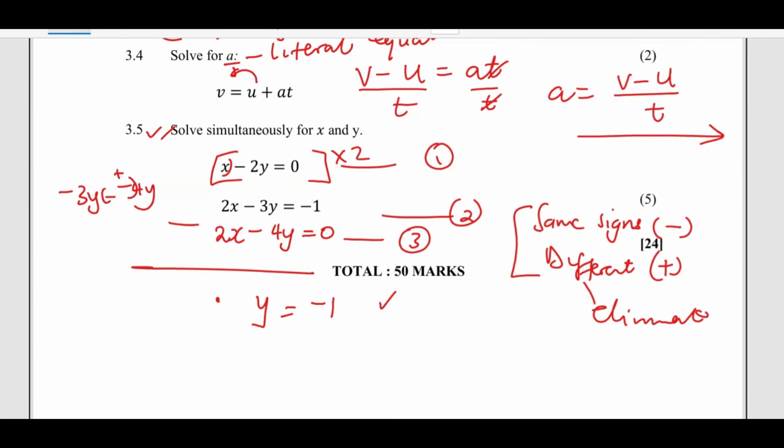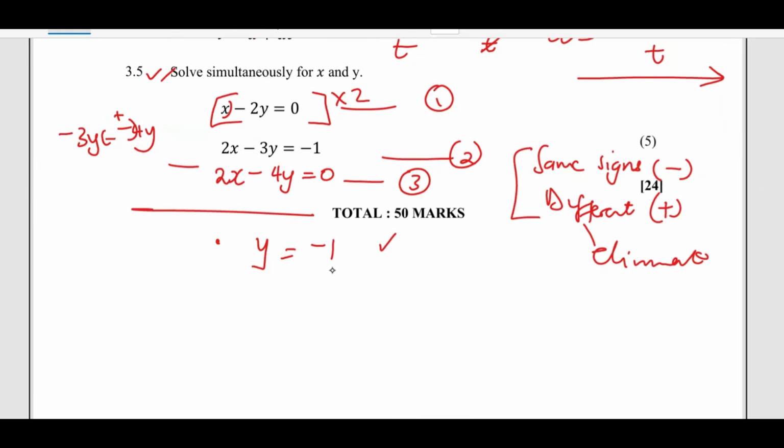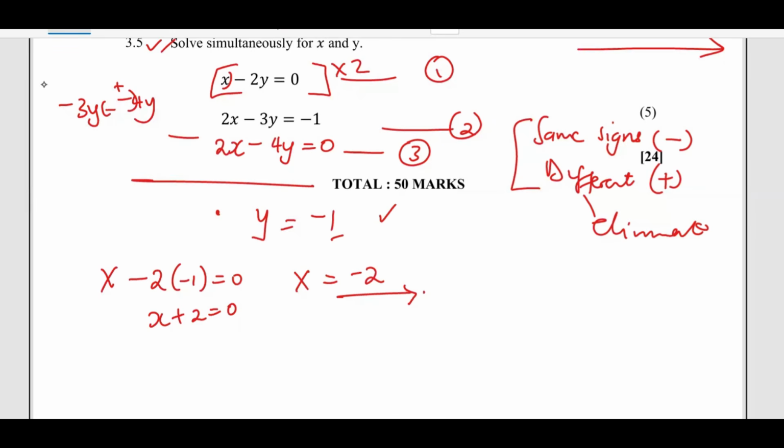And then we need to get the value of x. For us to get x, you can substitute this into one of the equations. Where there is y, I put a negative 1. I'll use the first equation and say x minus 2 into negative 1 is 0. x plus 2 is going to be 0. Move the 2 to that side, meaning that x is negative 2. So that is how we claim the 5 marks. Don't mind the disorganization, but the steps of how we got that.